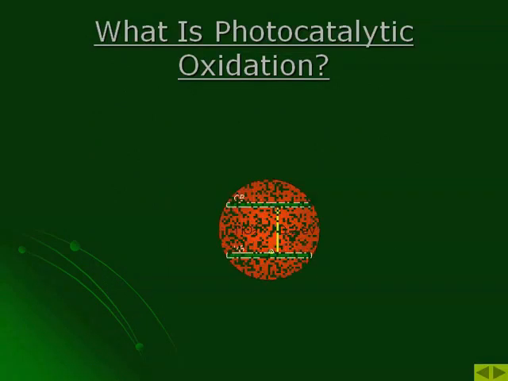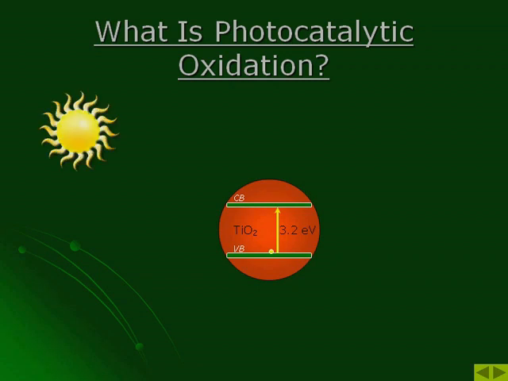Reviewing this concept graphically, we find a molecule of a titanium dioxide nanoparticle which has a band gap energy of 3.2 electron volts between its valence band and conduction band. When the titanium dioxide nanoparticle is irradiated with light photons of less than 385 nanometers, the band gap energy is exceeded and an electron is promoted from the valence band to the conduction band.